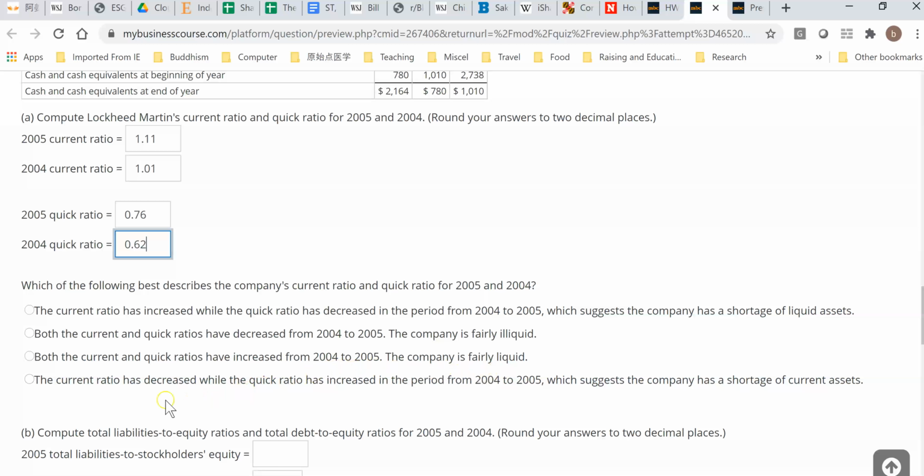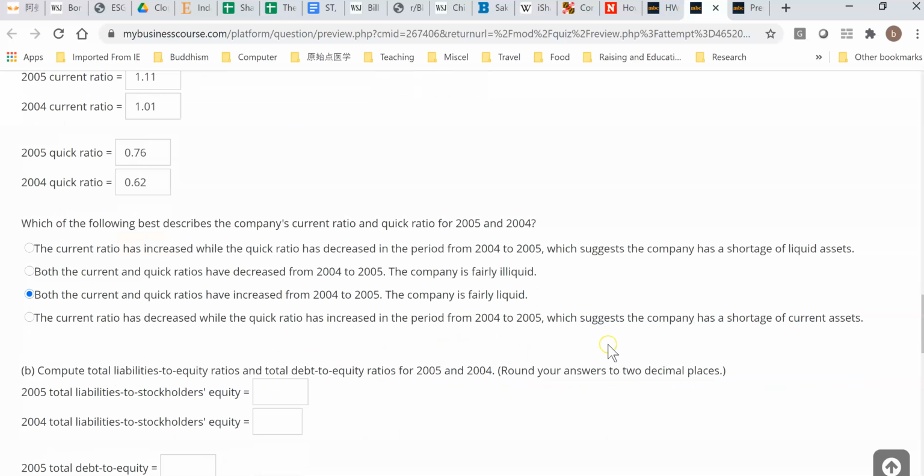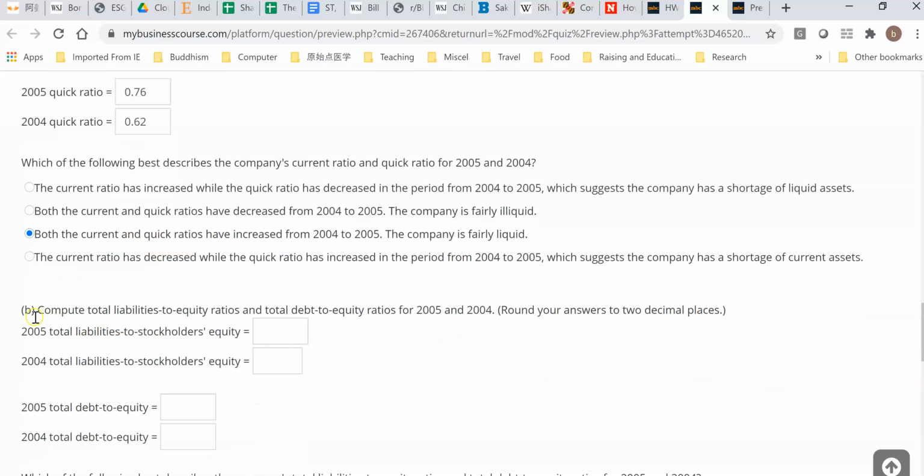I think we could say that. Further, I think you can check the last one, which is not correct, right? The current ratio has decreased. So only this part matches our observation. Part B, compute total liabilities to equity ratios and the total debt to equity ratios for 2005 and 2004. Again, round your answers to two decimal places.